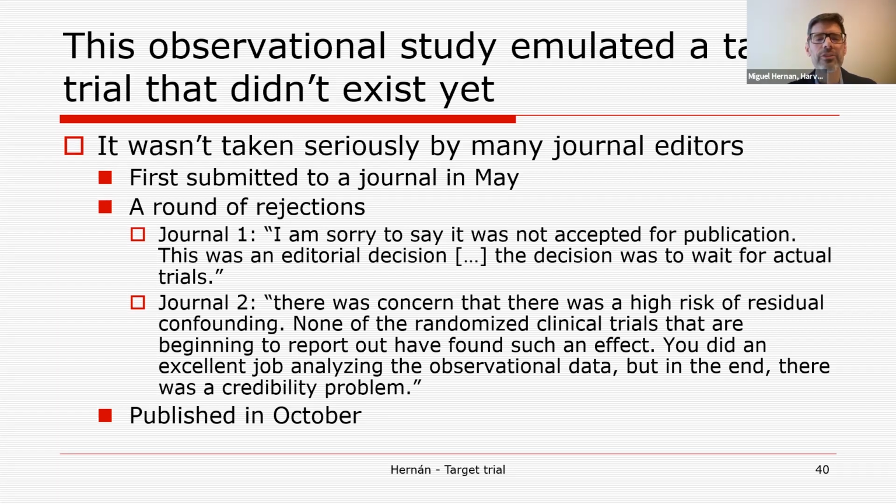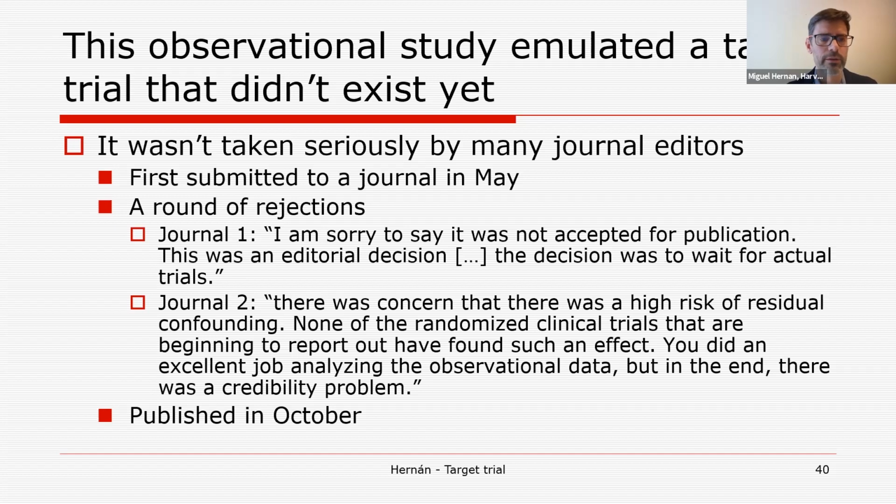The second editor says there was concern that there was a high risk of residual confounding, but that is not supported by any argument about why there could be a high risk of residual confounding after adjusting for everything. Even if there had been a lot of residual confounding, it was in the opposite direction. It was making tocilizumab patients look worse. And it follows, none of the randomized clinical trials that are beginning to report have found such an effect, which is not true. The trials were tiny. They had 60 people, 70 people in each arm. The confidence interval was so wide at that time in those trials that nothing could really be said.